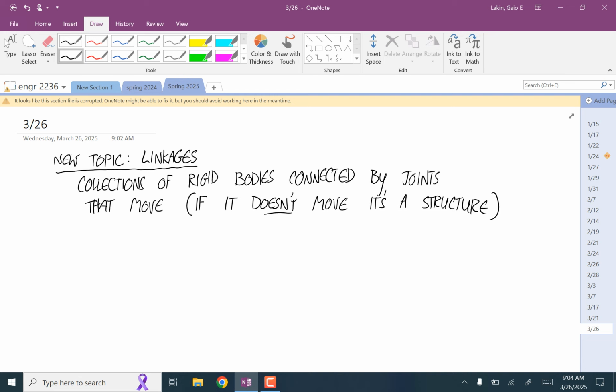So I'm going to just give you an outline of the approach, and then we'll get into some examples. These are pretty time-consuming problems because you have to do the rigid body analysis for every member in the structure, in the linkage. So here's the approach. And by the way, we've only done rigid bodies in 2 dimensions, so it makes sense that we'd only be able to do linkages in 2 dimensions so far.